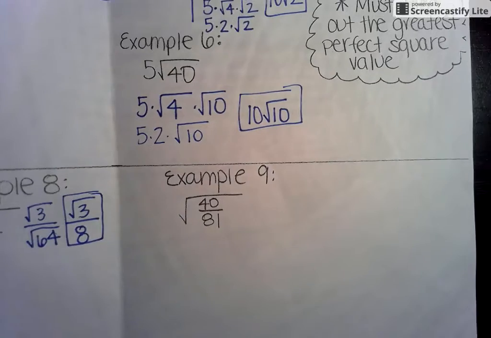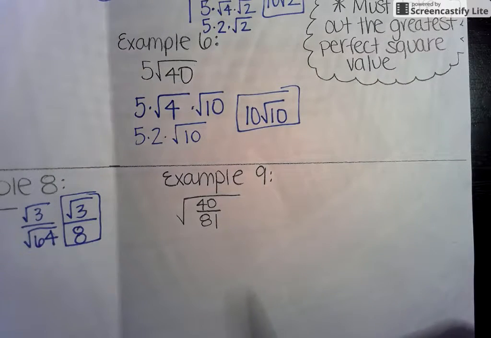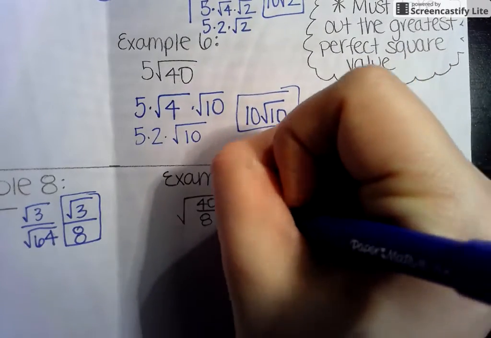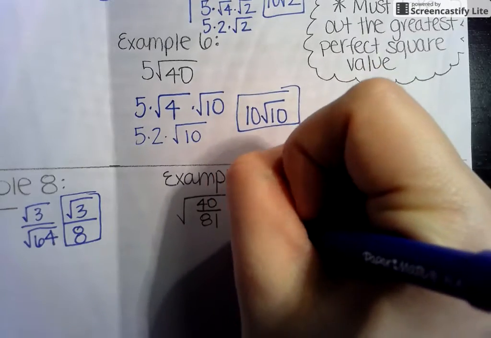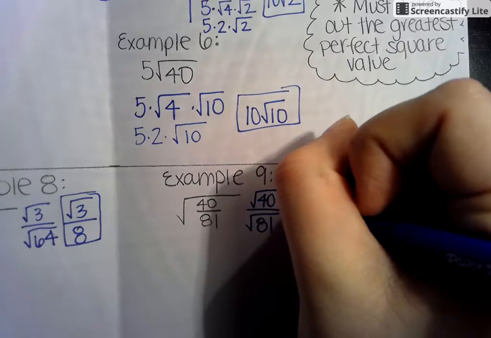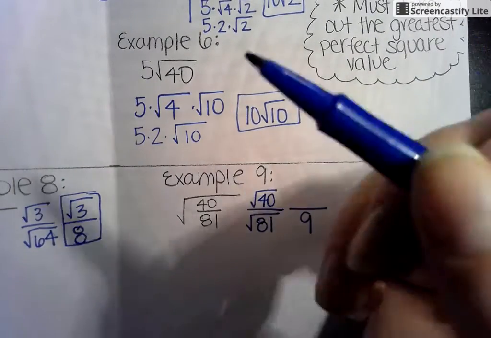For example 9, I have to see, okay, can I take out something from 40 and 81? And I'm looking and I don't think I can. So I'm going to take the square root of 40 on the top, take the square root of 81 on the bottom. Well, I know the square root of 81 is 9, but I'm looking at 40 and I always have to ask myself, can I simplify it further?